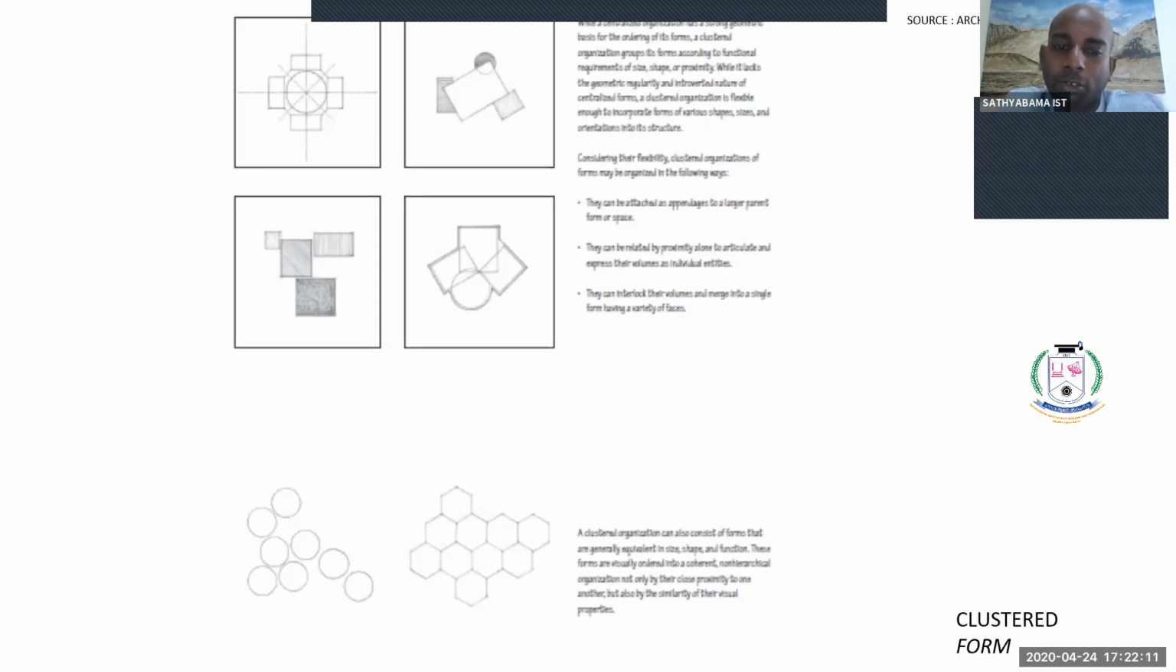Now, I'd like you to also notice below that you can have a clustered form with congruent shapes. Congruent shapes are shapes that are identical in size, basically identical shapes. So the first example that comes to mind is a beehive, right? You'll notice it's made up of hexagons, right? So that is a good example of a clustered form, right?